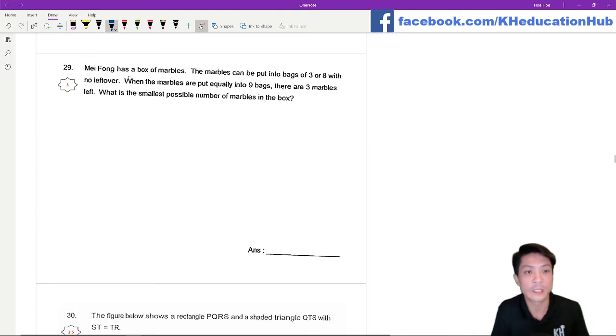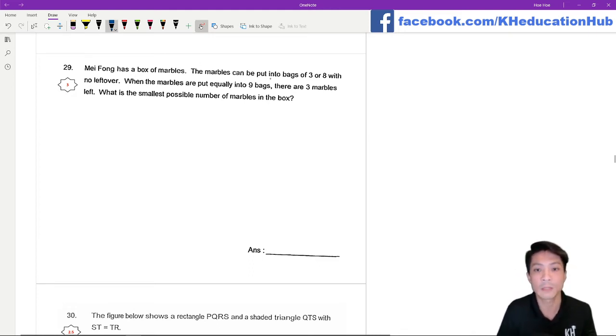Move on to question 29. Mei Fong has a box of marbles. The marbles can be put into bags of 3 or 8 with no leftover. So when the marbles are put equally into 9 bags, there are 3 marbles left over. So what's the smallest possible number of marbles in the box?